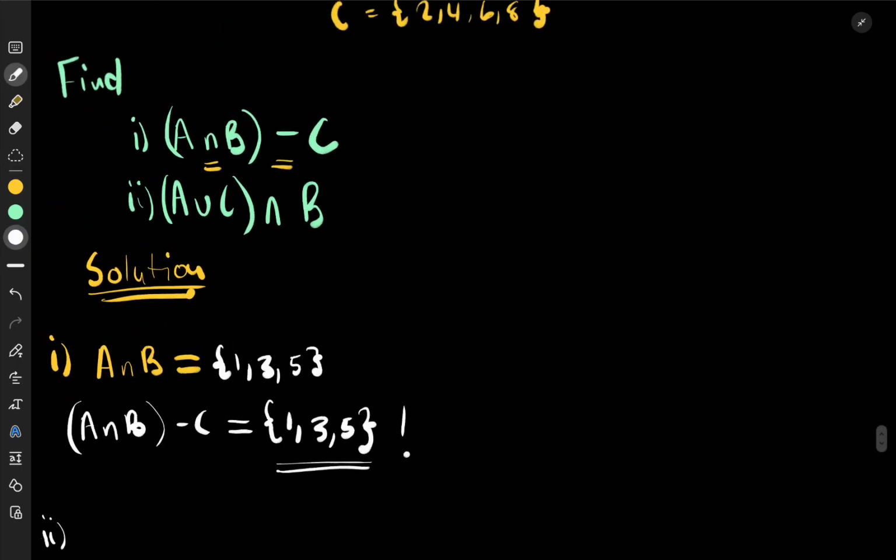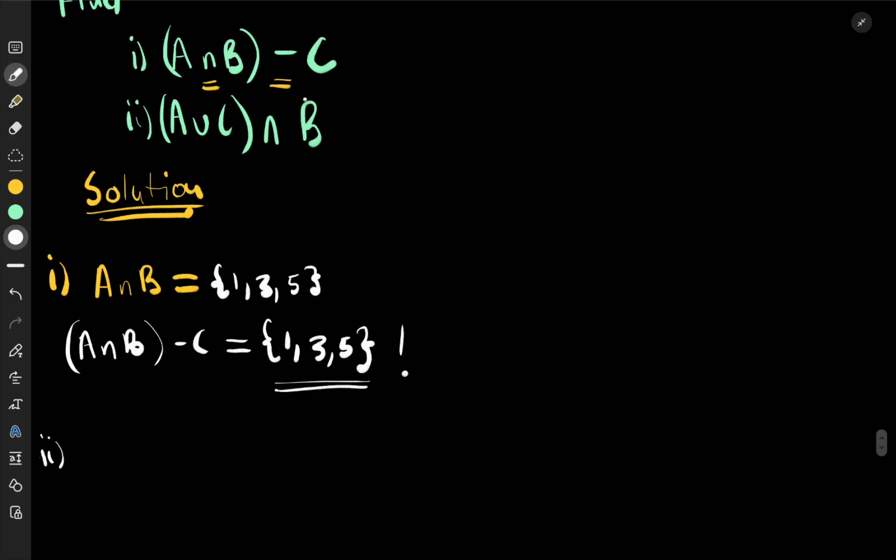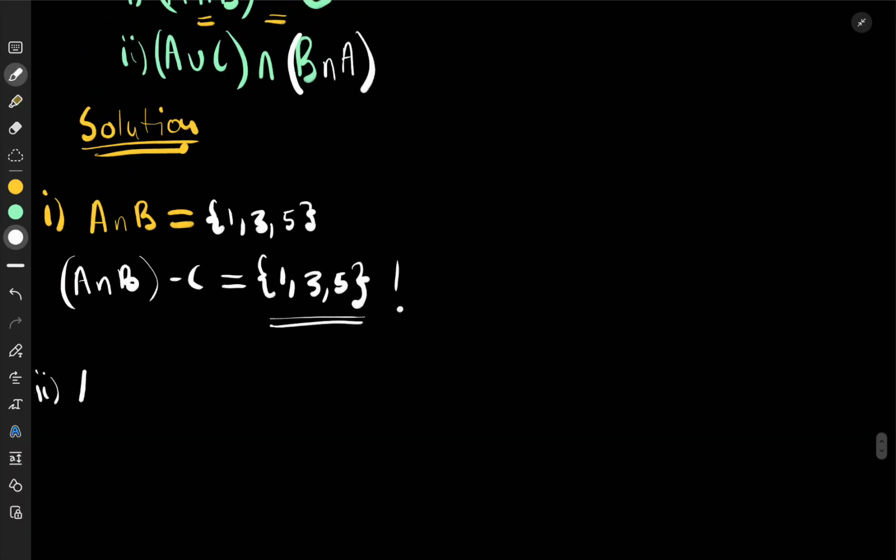Now let's do the second part. We have (A union C) intersection (B intersection A). Okay? It could have even been, let's say, (A union C) intersection (B intersection A), like this. So how would we solve this? We start with the things in brackets. A union C. What is A union C?